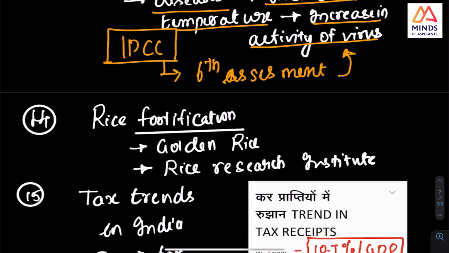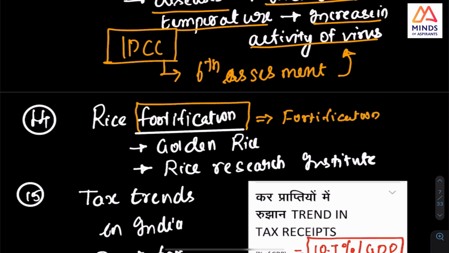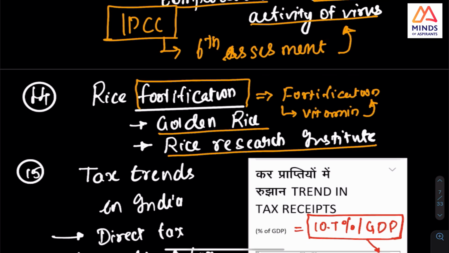And there is also rice fortification. What is this? This was in the news. What is the meaning of fortification? See, vitamins which are deficient in other food materials are given in this fortification, and there is a specific name, golden rice. Please check it.